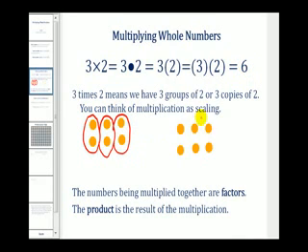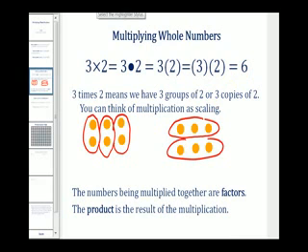Now you might also notice that if we view this as 2 groups of 3, the total is still 6. And this is due to the fact that when we change the order of multiplication, the answer or the product is still the same. 3 times 2 is equal to 2 times 3. This is a property we'll take a look at in just a moment.